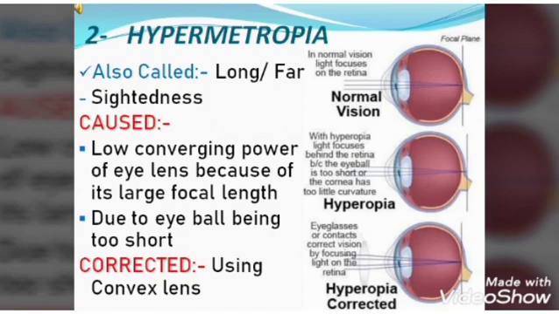Again, note point. The focal length of the convex lens should be such that it forms a virtual image of the object at the near point of the hypermetropic eye, and the whole purpose of the convex lens is to increase the converging power of the eye lens.